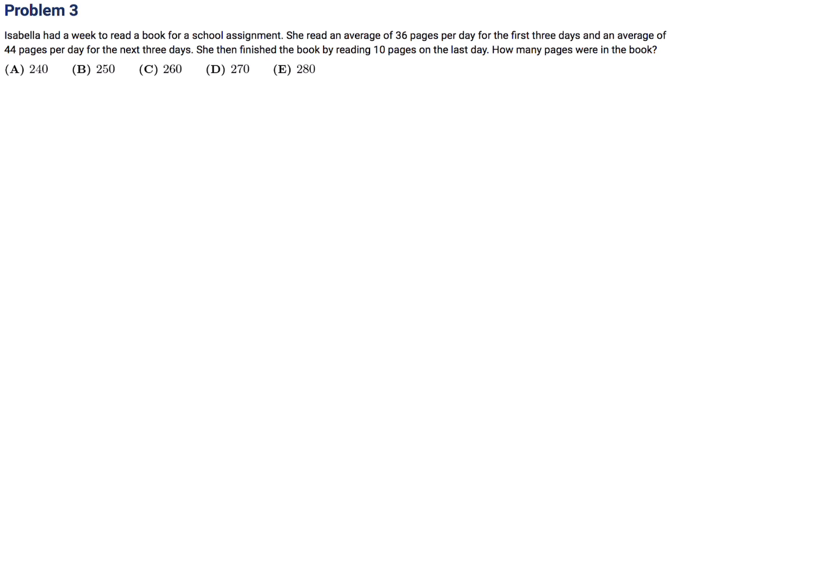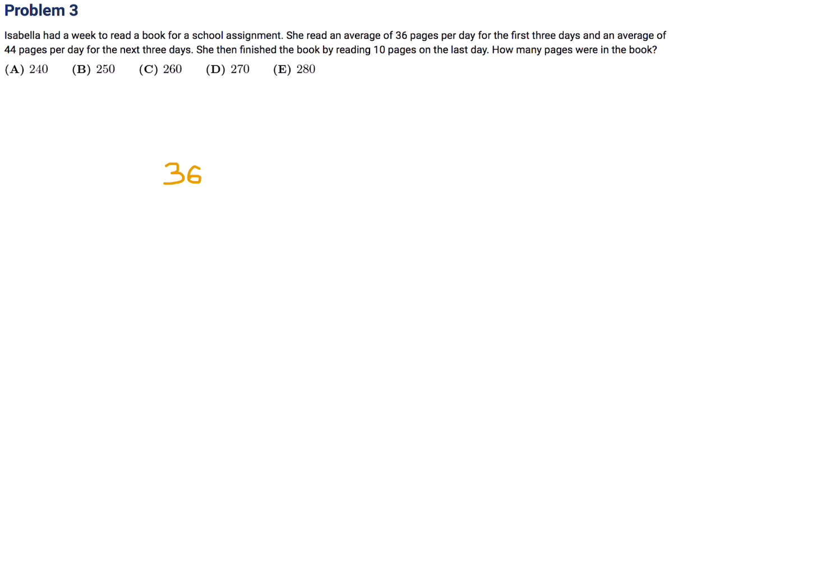Isabella had a week to read a book for a school assignment. She read an average of 36 pages per day for the first 3 days and an average of 44 pages per day for the next 3 days. When she finished the book by reading 10 pages on the last day, how many pages were in the book?